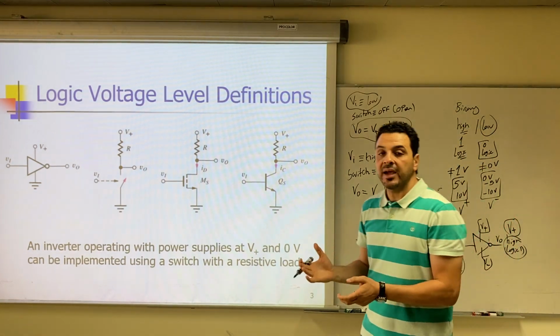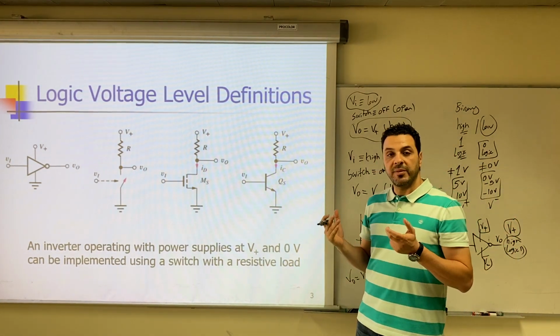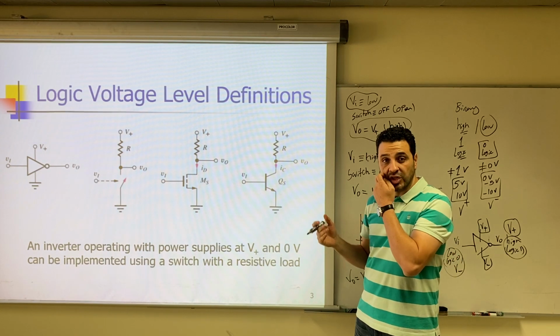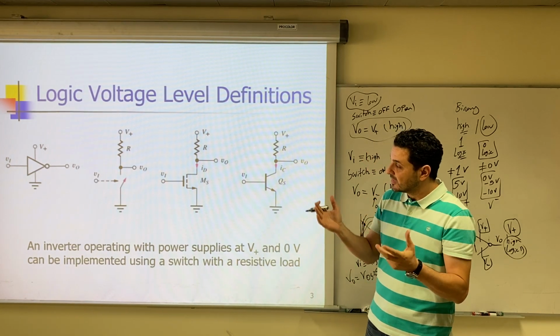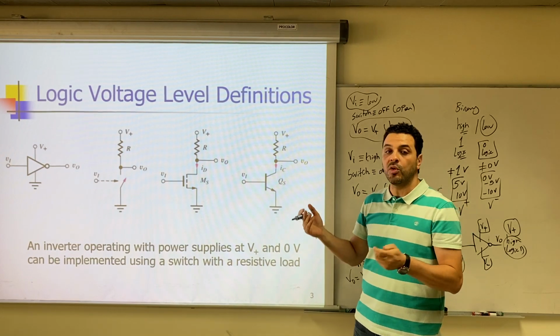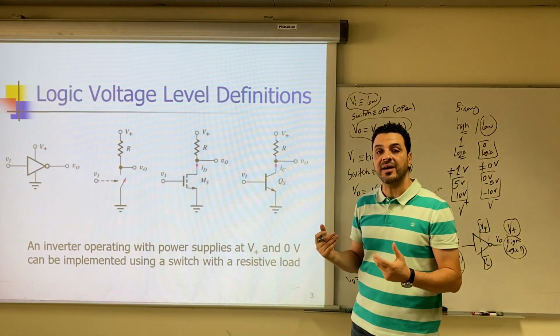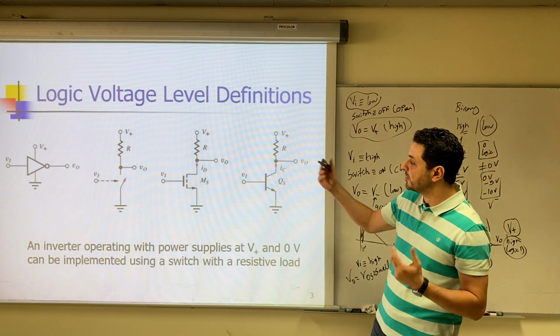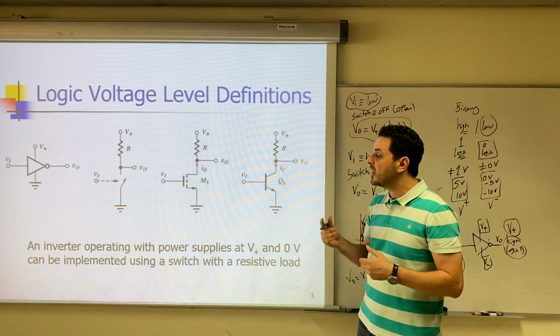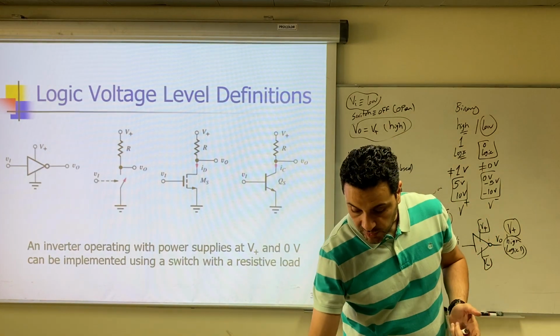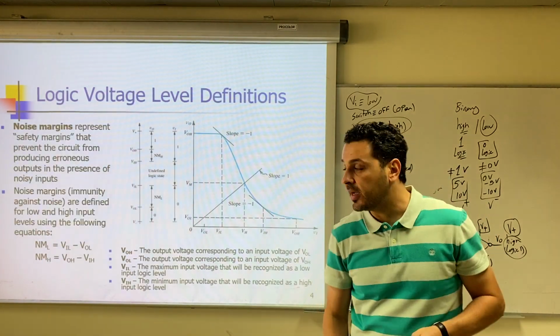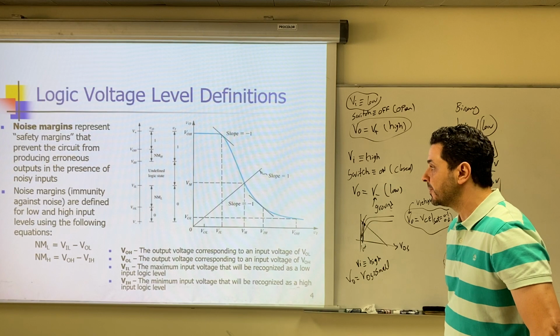So this is the basic idea of how to implement the inverter using just one transistor and one resistor. Of course, this is a very simple idea. This is what they called in the old days RTL, resistor transistor logic. They implement the inverter using a resistor and transistor. Okay? So this is just to give you an idea of how to implement an inverter.